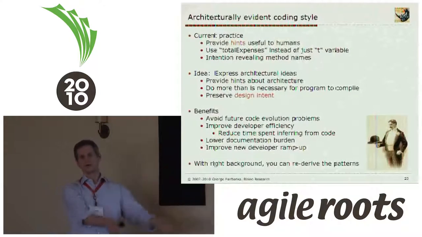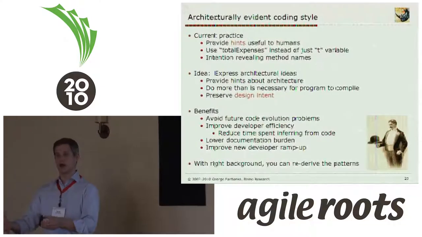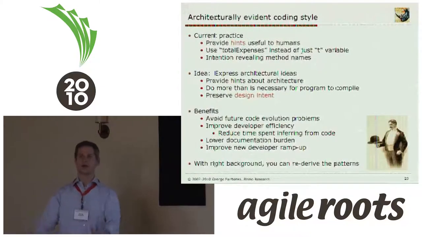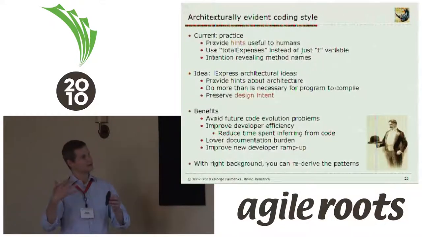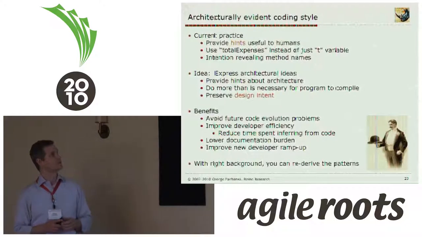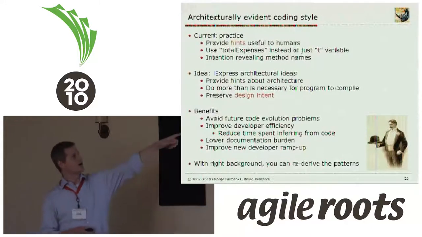We're going to call one the normal approach, and then what we're going to talk about here is the architecturally evident style, so that when you read that program, the architecture is as evident as we can make it to the person who's reading it. Again, we don't care what the computer thinks, we care about what humans think. So we're going to provide hints to the humans.